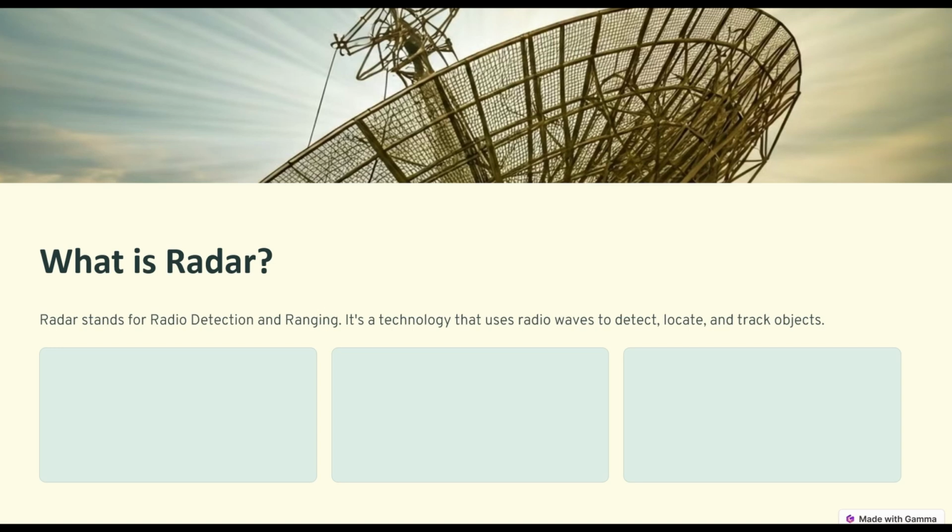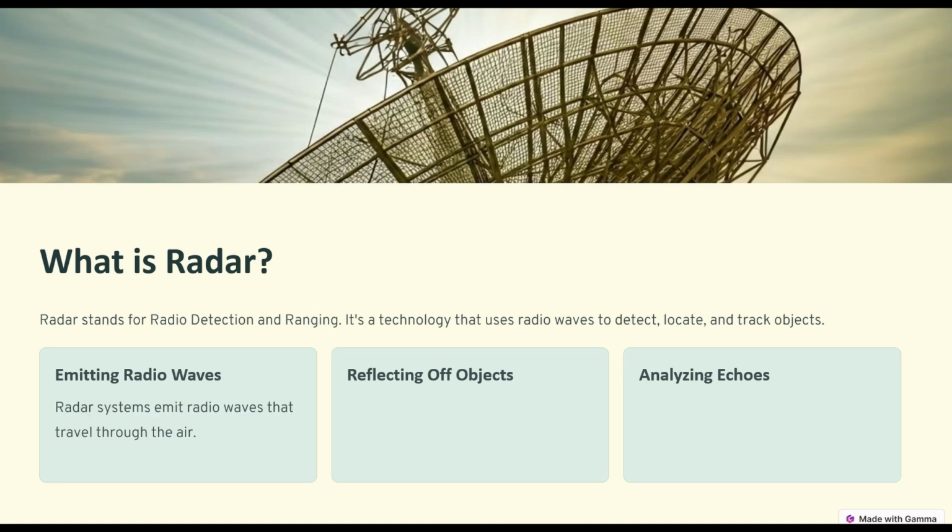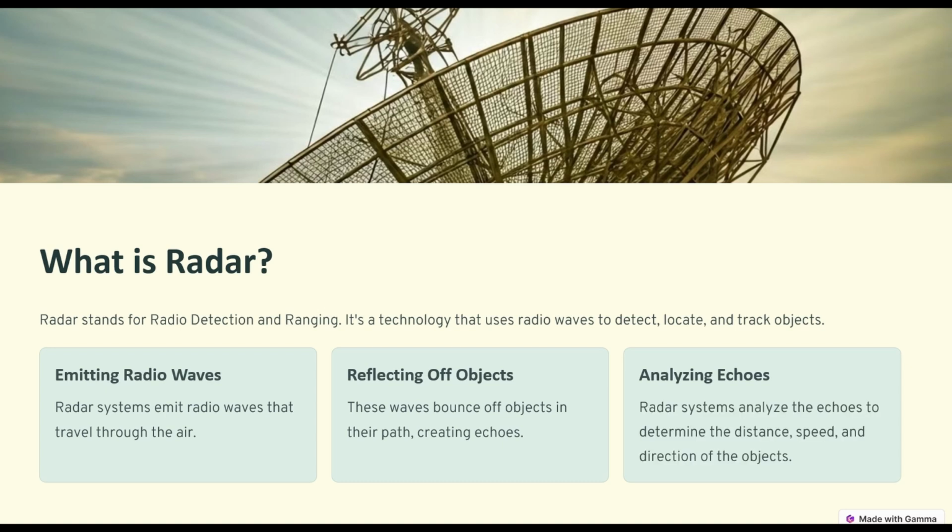So how does radar do all these things? It basically consists of three steps: emitting the radio waves, reflecting them off the objects, and analyzing the echoes created by the objects. The radar systems emit radio waves that travel through the air and hit the target on their way. The waves bounce off the targets or objects in their path, creating echoes. The radar systems analyze these echoes and determine the distance, speed, and direction of the objects based on the time taken by the waves to come back to the radar system.